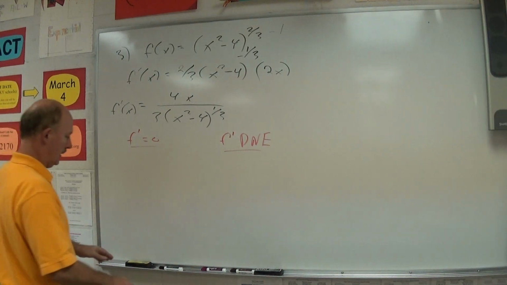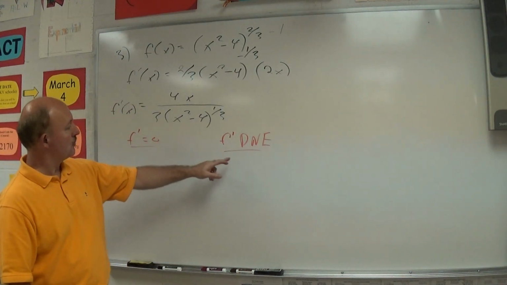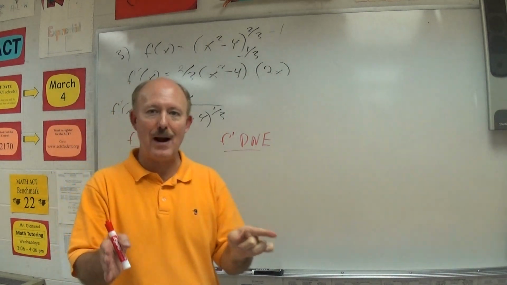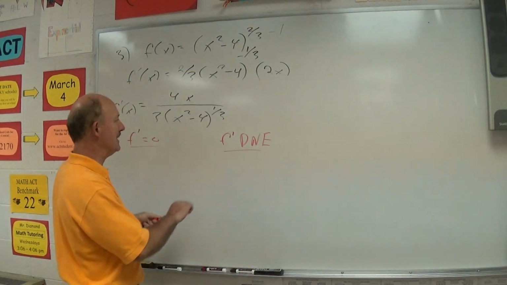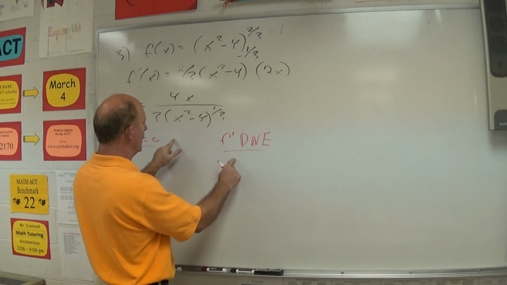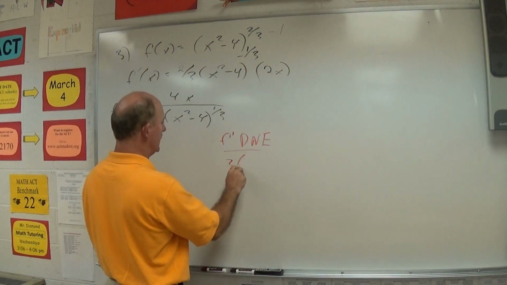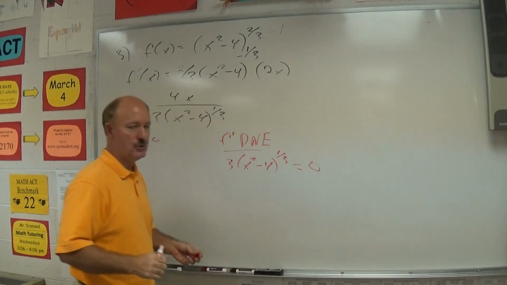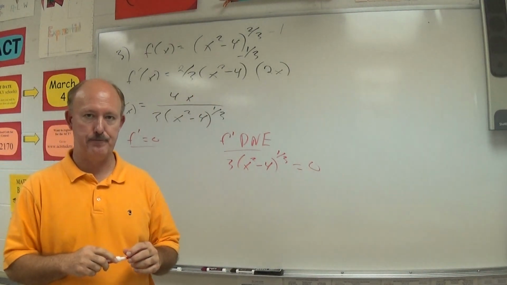Okay, now, to begin, where does the derivative not exist? Your derivative is a fraction. Remember, with a fraction, the denominator cannot be equal to 0. So to get where the derivative doesn't exist, let's take the 3 times (x squared minus 4) to the 1/3 power and set just the denominator equal to 0.